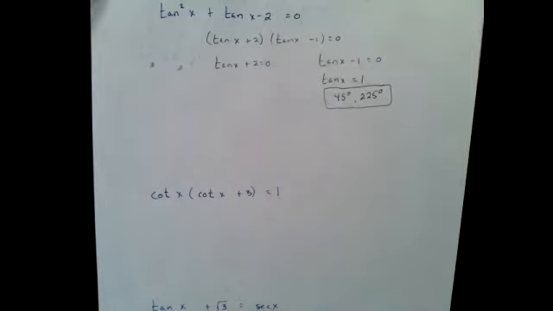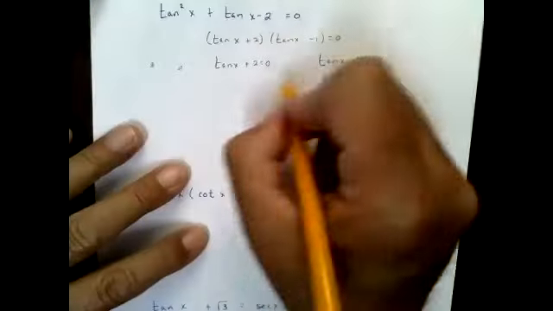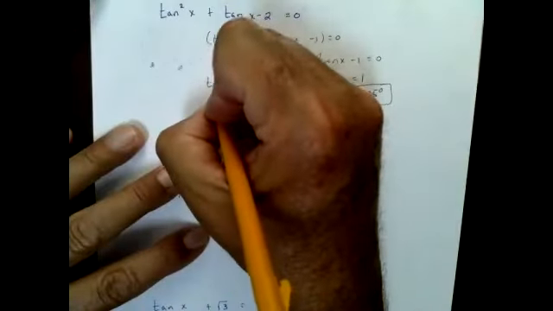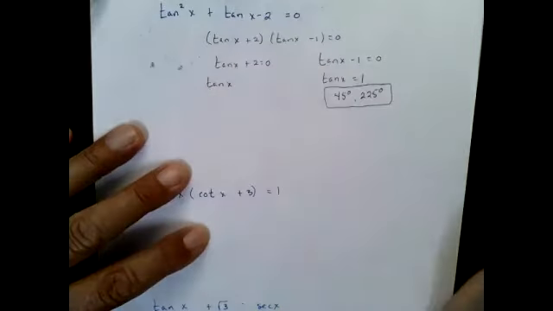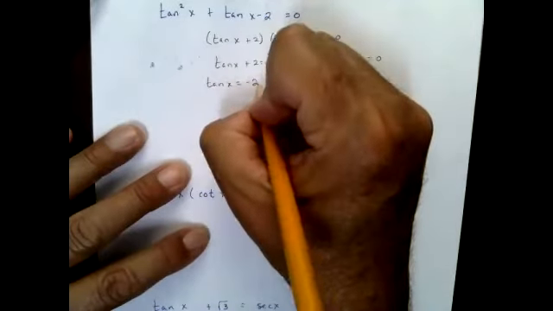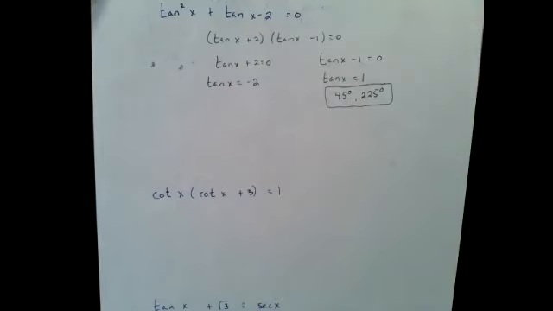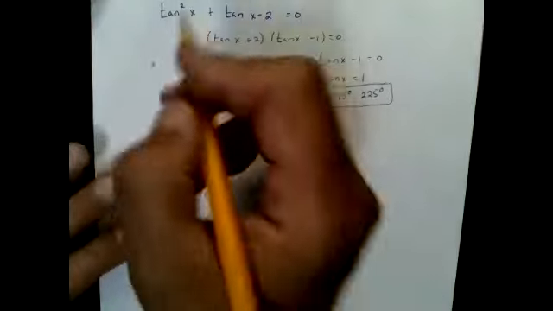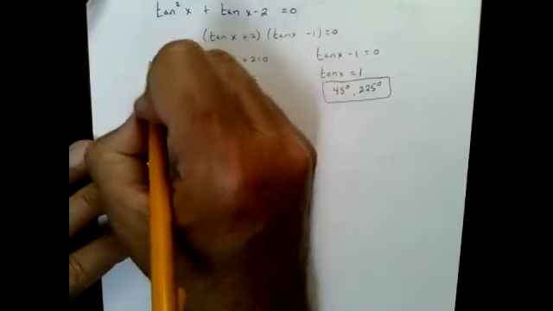I separated all of that. Now, the tangent of x plus 2 equals 0. I'm going to go with the tangent of x equals negative 2. And I'm kind of stuck here. Now I know my tangent graph.